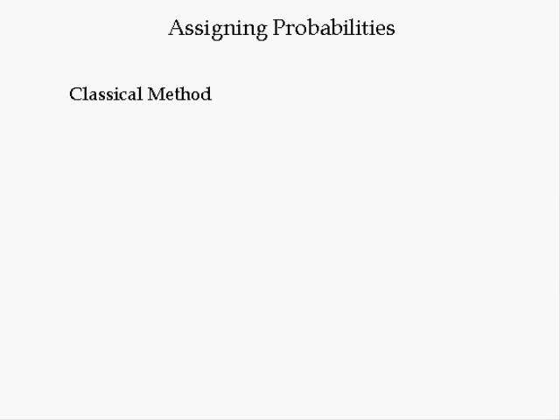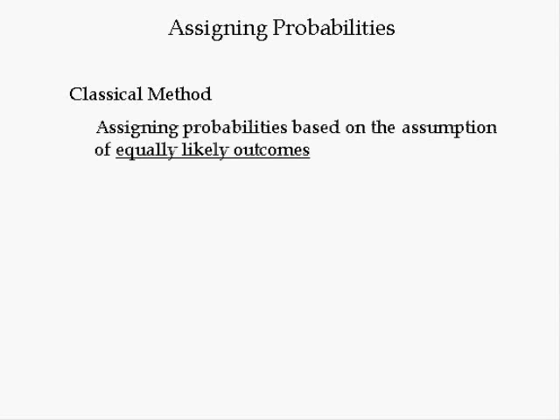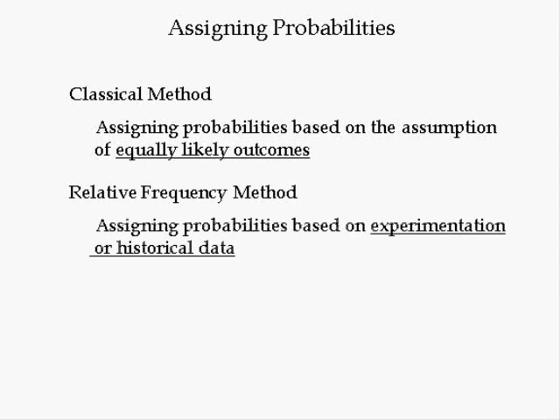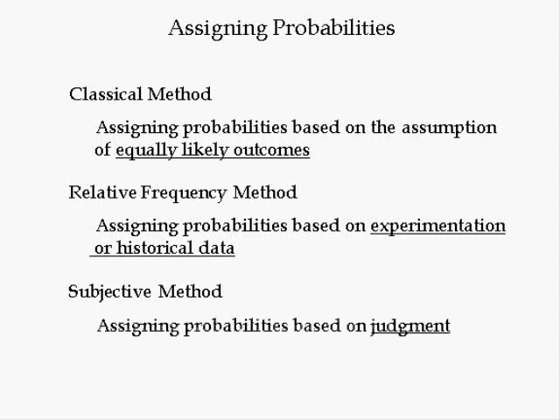There are several ways probabilities are assigned. The first is the classical method. It assigns probabilities based on the assumption of equally likely outcomes, which means you and LeBron James are equally likely to be picked to participate in the Current Population Survey, the CPS. The CPS is used to compute the nation's monthly unemployment rate. Probabilities can be assigned using relative frequencies too. This is done by assigning probabilities based on experimentation or historical data. The subjective method is another way. It assigns probabilities based on professional judgment or experience.